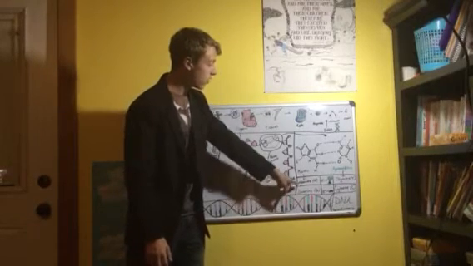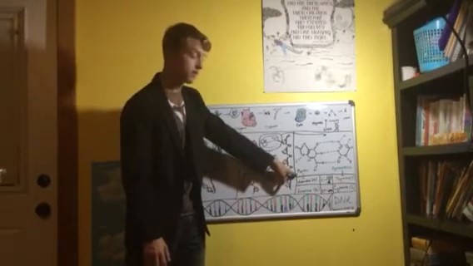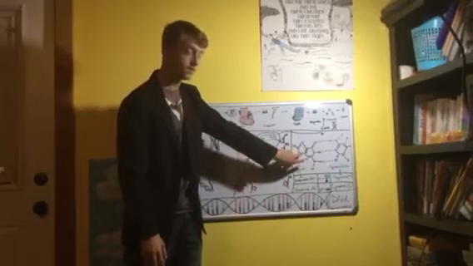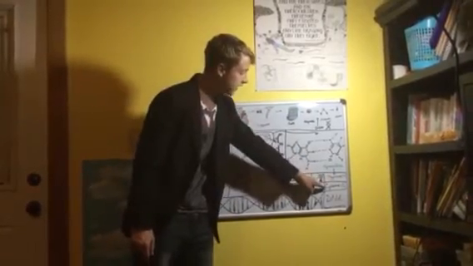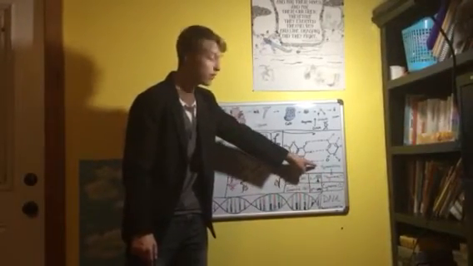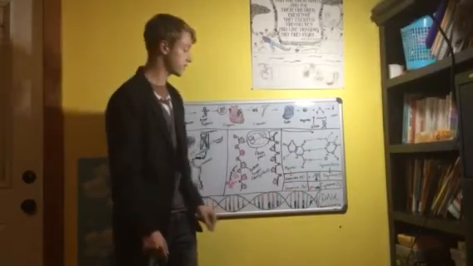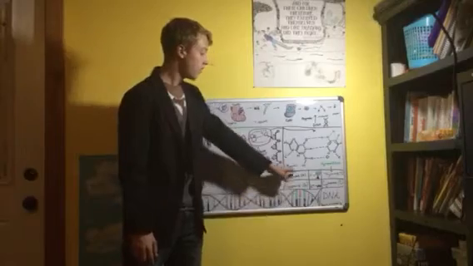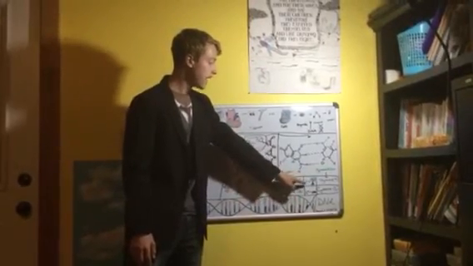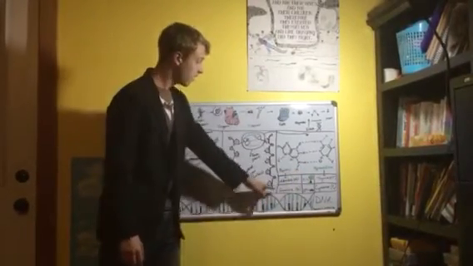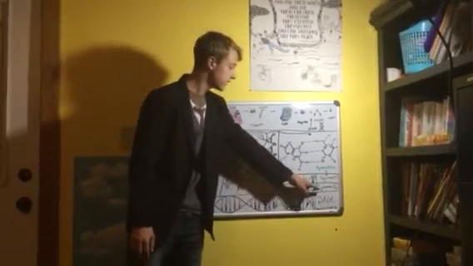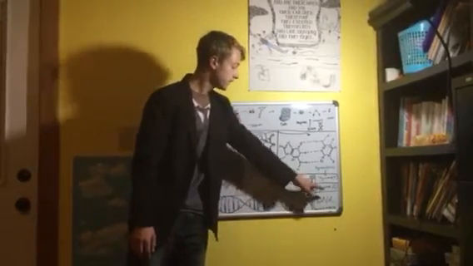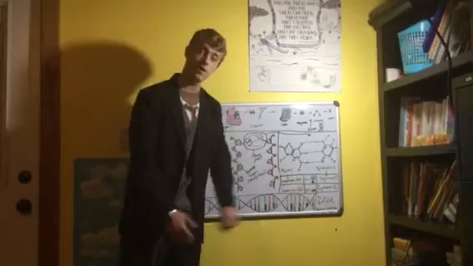Adenine and guanine are always going to be called purines because they have a 2-ring structure. Thymine and cytosine are always going to be known as pyrimidines because they have a single ring structure. Adenine is always going to pair with thymine. The way I remember that is A goes with T, the apple goes in the tree. Guanine always pairs with cytosine, G goes with C, gas goes in the car.